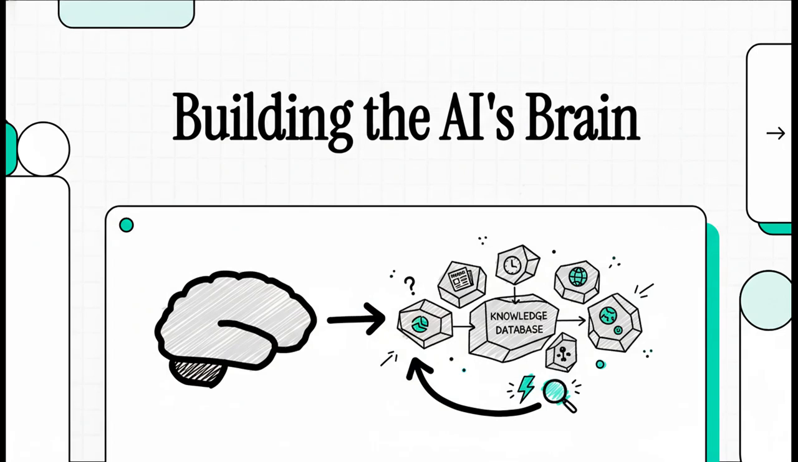Have you ever asked an AI a question about something that happened, like, yesterday, and wondered how it could possibly know? I mean, these models were trained months ago, right? Well, it's not magic. It's an incredible technique that basically gives the AI an external brain. So today, let's pull back the curtain and take a look at the fascinating architecture that's making it all happen.